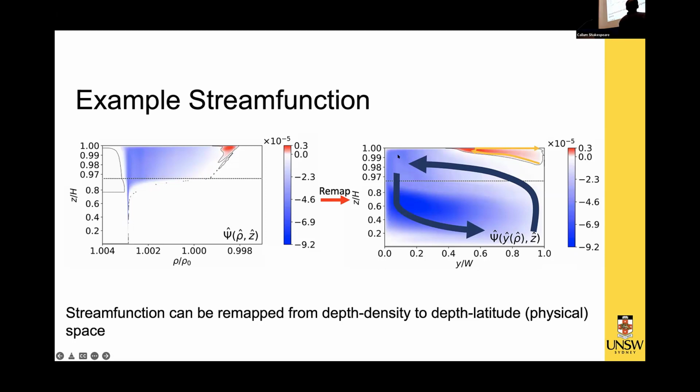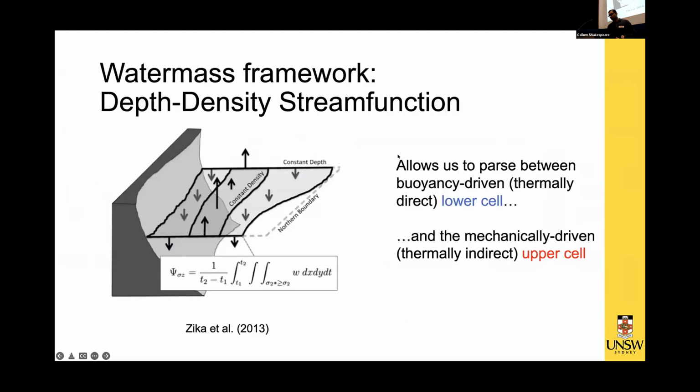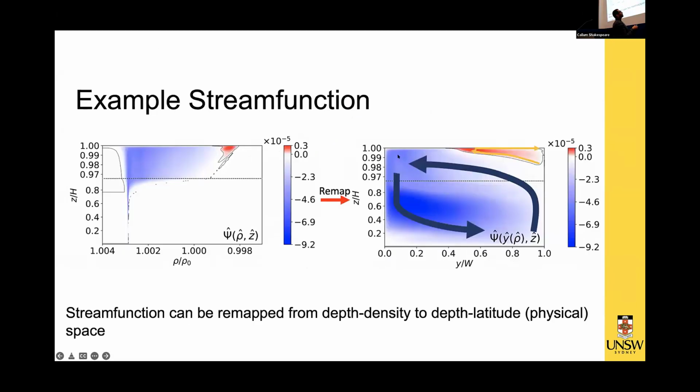So this is what an example stream function looks like. On the x-axis, we have density. On the y-axis, we have depth. And we get this blue buoyancy-driven cell and this red wind-driven cell. But because our buoyancy forcing is latitudinally changing, we can actually remap the densities, if I can get back to that slide, to a pseudo latitude. And so we basically get an overturning circulation in our direct numerical simulation, which we can look at.